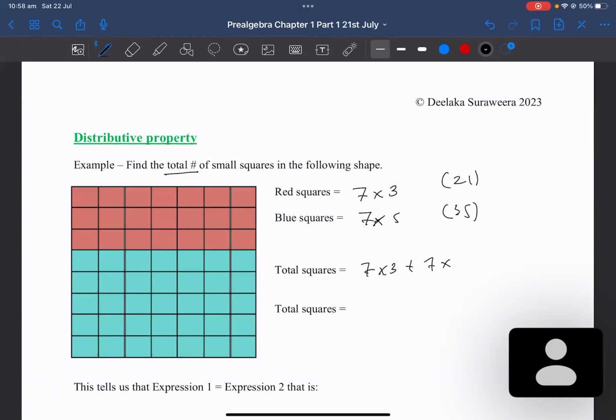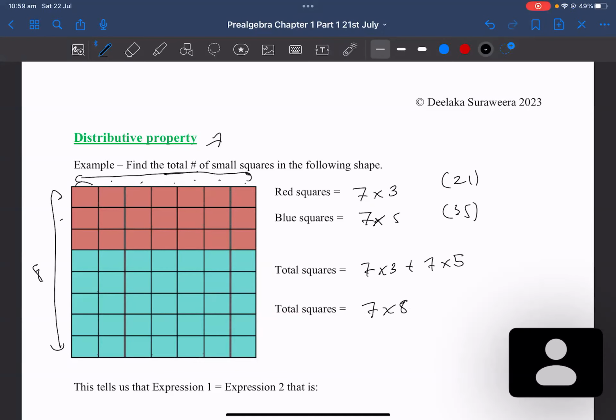But if we just ignore the colors, we just want to find the total, we add the whole thing all the way, right? We have 7 rows, so 1, 2, 3, 4, 5, 6, 7. And how many squares vertically in total? 1, 2, 3, 4, 5, 6, 7, 8. Right? 8. So it's 7 times 3 plus 7 times 5, or we can also do 7 times 8 directly, because there's 8 on this side and 7 on this side.